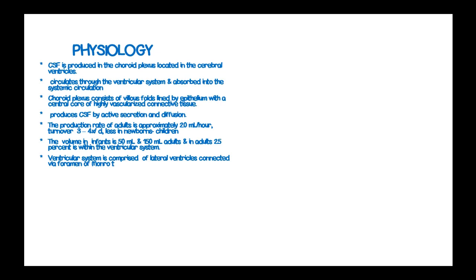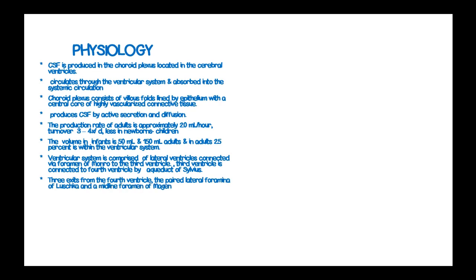Ventricular system is comprised of lateral ventricles that are connected by the foramen of Monro to the third ventricle. Then the third ventricle is connected to the fourth ventricle by the aqueduct of Sylvius. There are three exits for the fourth ventricle, the paired lateral foramina of Luschka and the midline foramen of Magendie.